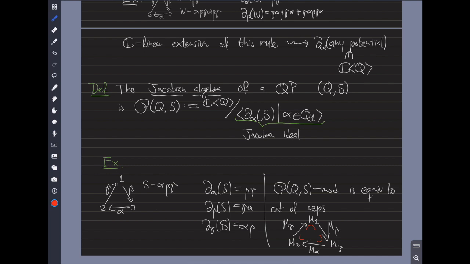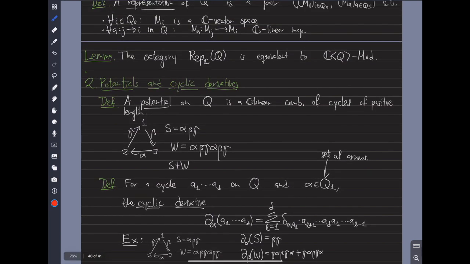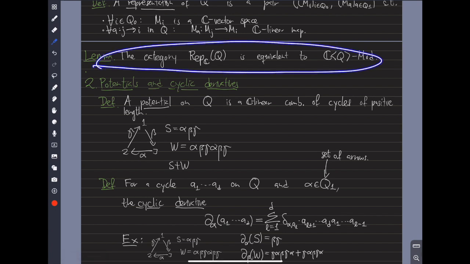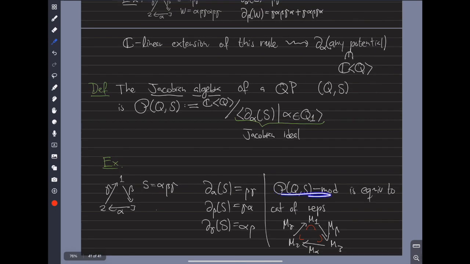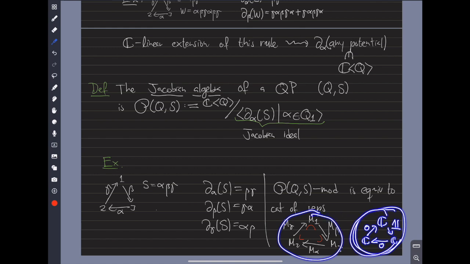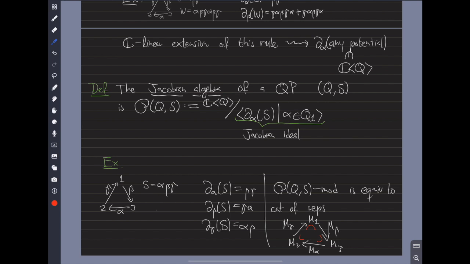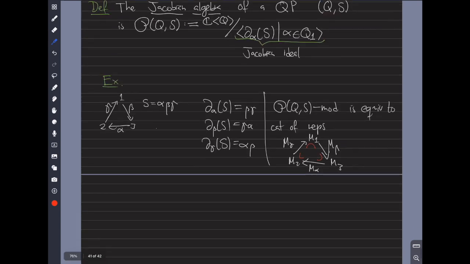So that's the nice thing about this basic lemma, that I can visualize this category of modules as just this. So for example, writing C here, and then the 0 map and identity, this is one of these representations, so it really represents a module over that Jacobian algebra. Okay, that's one example.